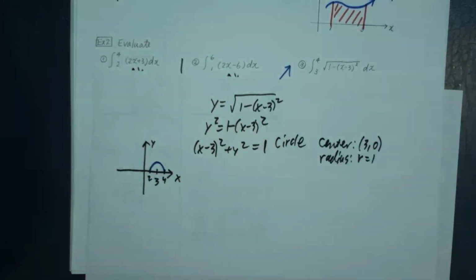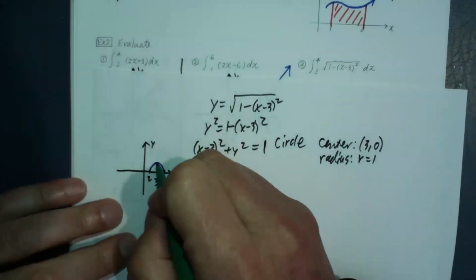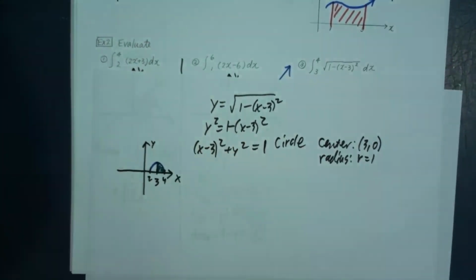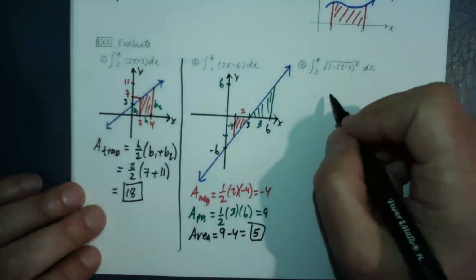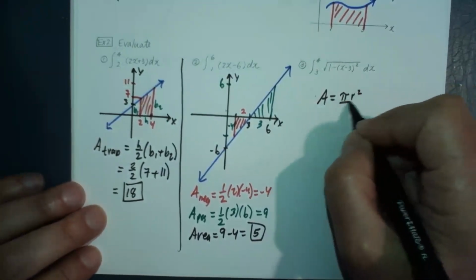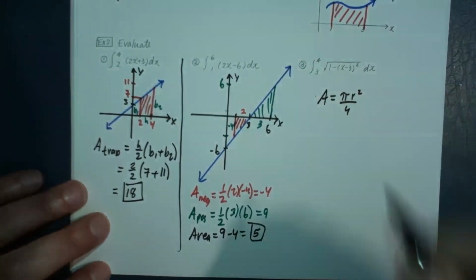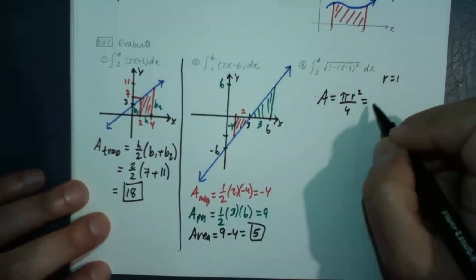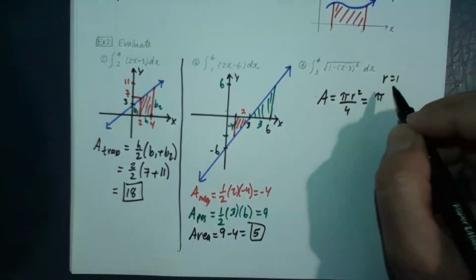And they only want us to go from 3 to 4. So the area of interest is only from here to here. So what that's going to tell us is we can just find the area of a circle divided by 4. It's only a fourth of a circle with a radius of 1. So the area is going to be pi r squared divided by 4 for us. R is 1 in this case. So this is just going to be pi over 4.